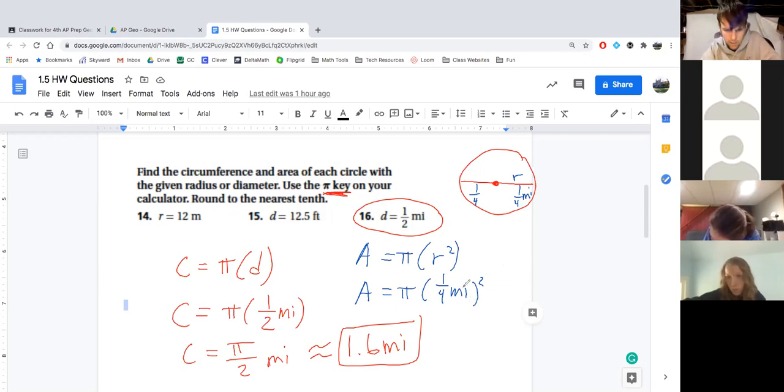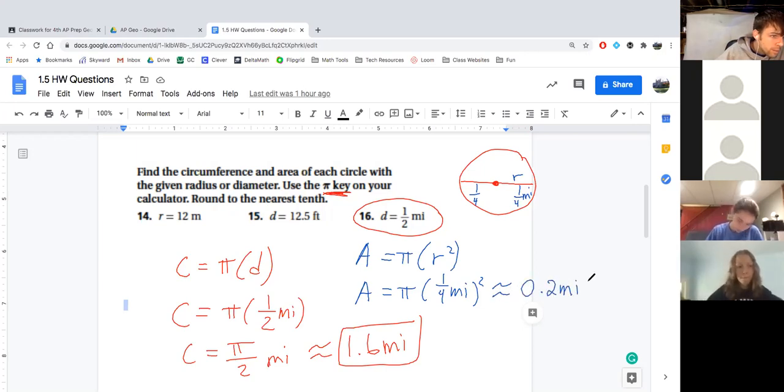I'm just going to do that in the calculator here, since that's what we're doing. My decimal area is what I got right here. Using the calculator, 0.196. We're supposed to round again to the nearest tenth, so that's 1 decimal place. So it's around 0.2 miles squared. Remember, area is always units squared, so units to the second power, because we're squaring a unit here, or raising it to the second power.